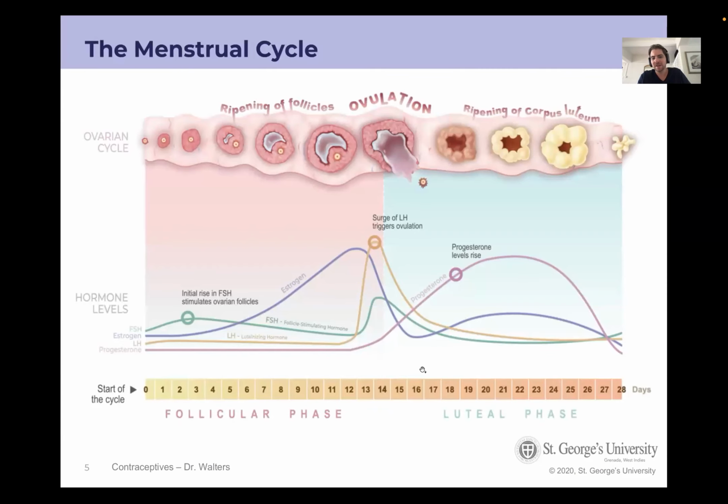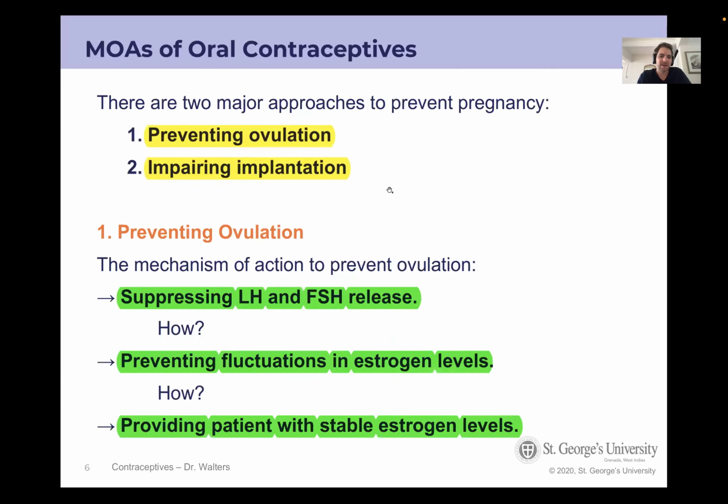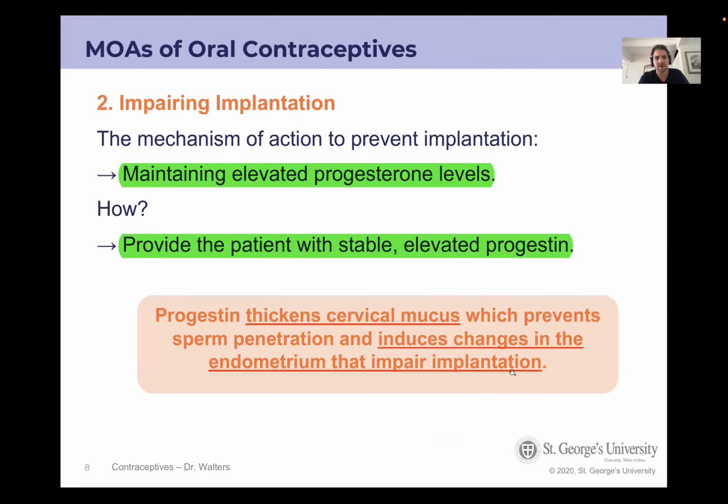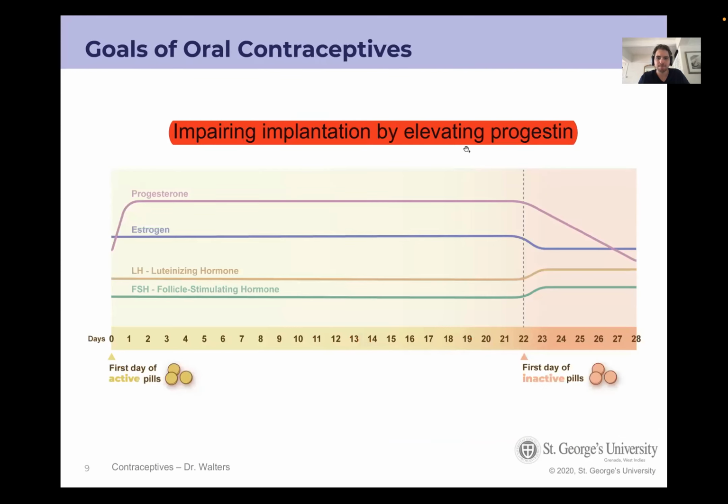So you see the normal ovulatory cycle. The goal here is to prevent that LH surge. If you prevent that, you can prevent ovulation. So if you get a low level of estrogen or progesterone throughout the cycle, you prevent the spikes, there's no ovulation, and a decreased risk of pregnancy. You can see the stabilization.